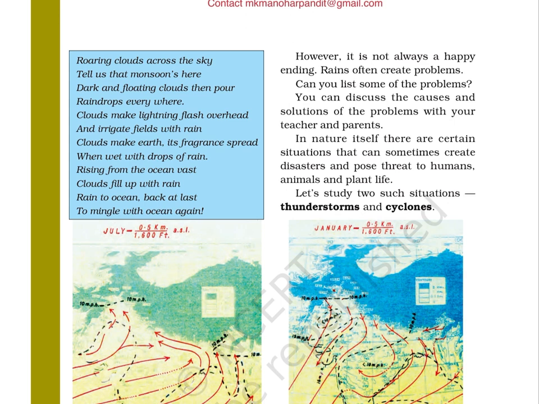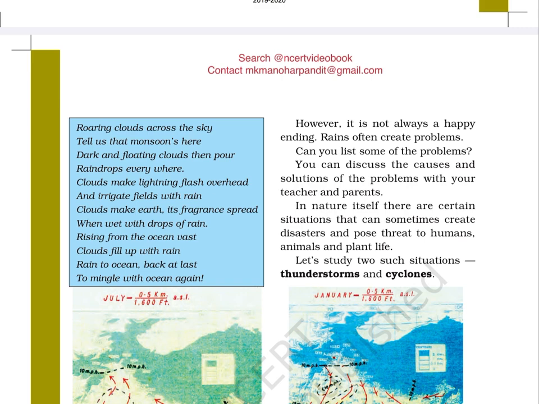However, it is not always a happy ending. Rains often create problems. Can you list some of those problems? You can discuss the causes and solutions of the problems with your teacher and parents. In nature itself, there are certain situations that can sometimes create disasters and pose threat to humans, animals, and plant life. Let's study two such situations: thunderstorms and cyclones.